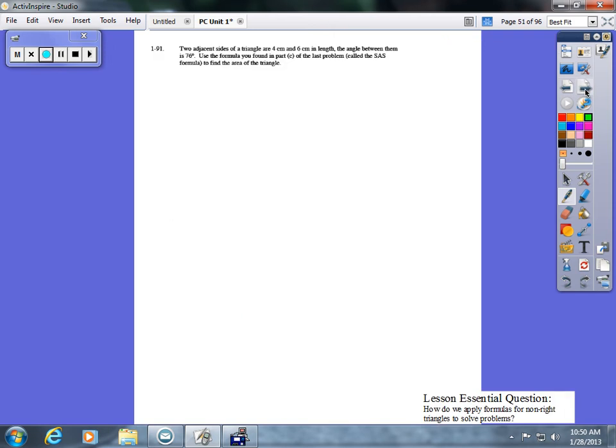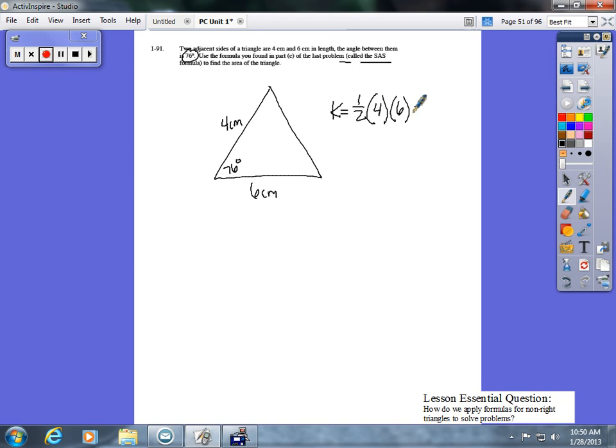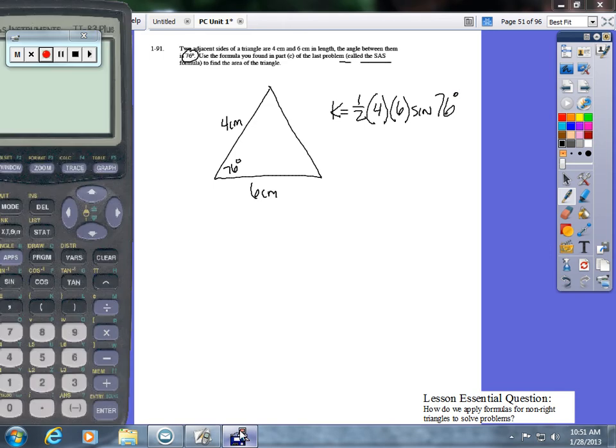Two adjacent sides of a triangle are 4 centimeters and 6 centimeters in length. The angle between them is 76 degrees. Use the formula you found in part C of the last problem, called the side angle side formula, to find the area. So draw your arbitrary triangle. 76 degrees is the angle. Side 4 centimeters, side 6 centimeters. Area is going to equal 1/2 ab sine of C. Calculator, again, make sure your mode is in degrees.